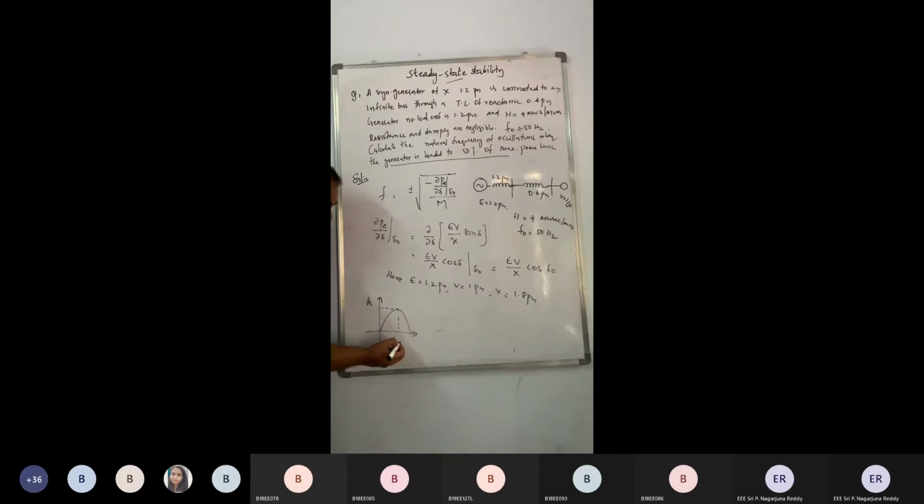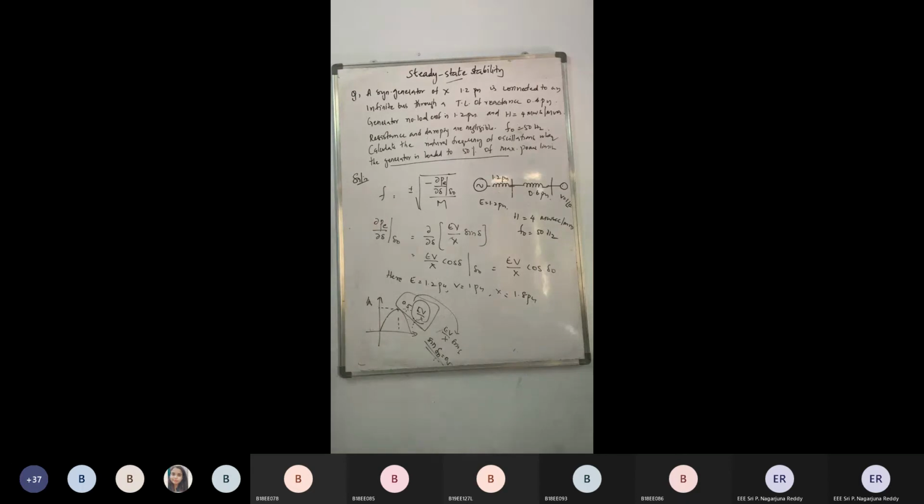When will this happen? This will happen when it is EV by X into sin delta, because this is 90 degrees. So 50% of the power loading, 50% of maximum power. Maximum power is EV by X, right? So 50% of maximum power initially. So comparing, the initial value of sin delta is 0.5, which means sin delta naught is 0.5.